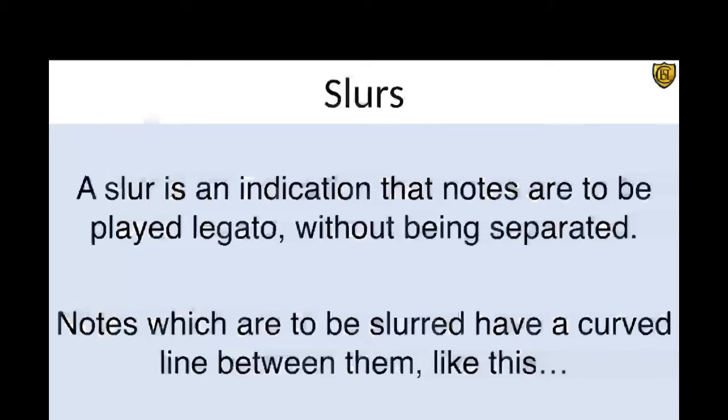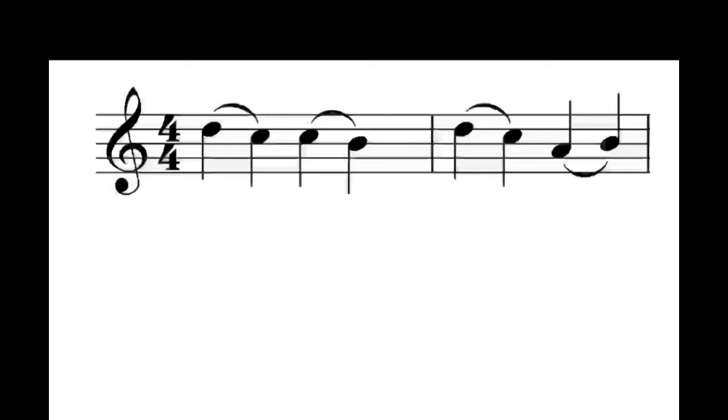Slurs. A slur is an indication that notes are to be played legato without being separated. So staccato and legato are opposites. Legato means notes which are smoothly joined together without any break between them. Notes which have to be slurred have a curved line going between them, like this. You can see this here, it's a slur.